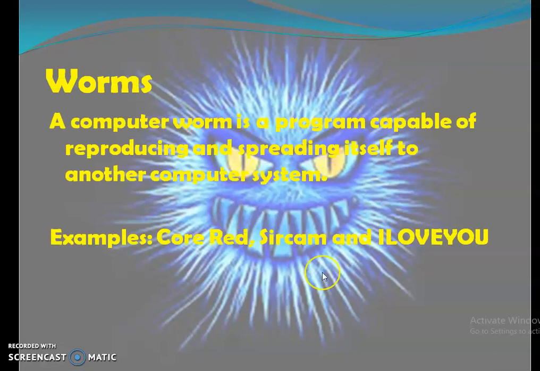Next is worms. Now what is worm? Worm is a type of malware. A computer worm is a program capable of reproducing and spreading itself to another computer system. So computer worms are among the most common types of malware. They spread over the computer networks by exploiting operating system vulnerabilities, and they are capable of reproducing and spreading itself to another computer system. Some of the examples of worms are Code Red, Circam, and I Love You.